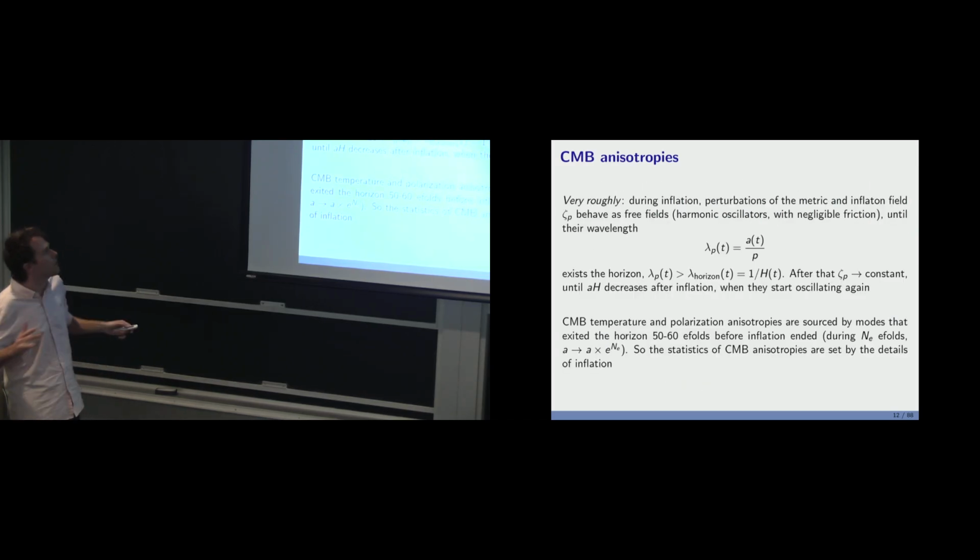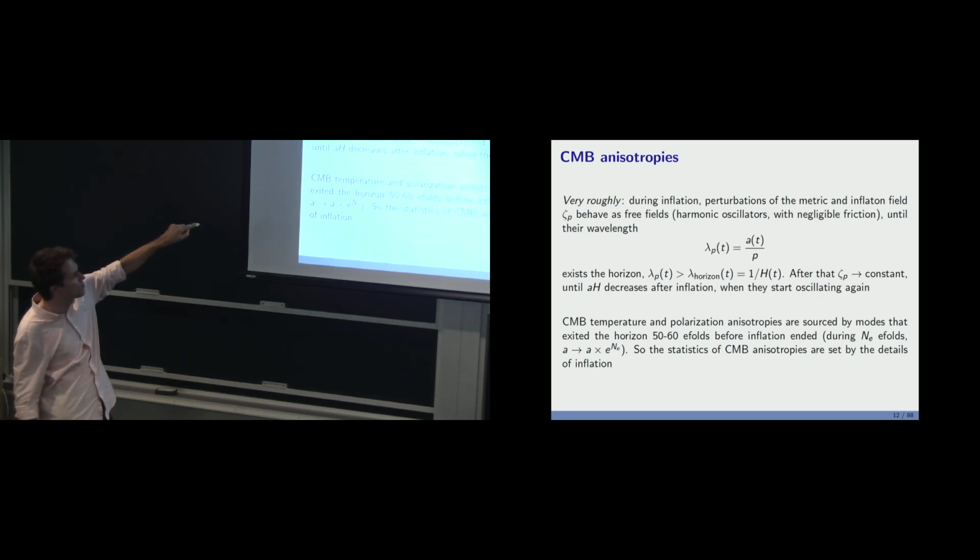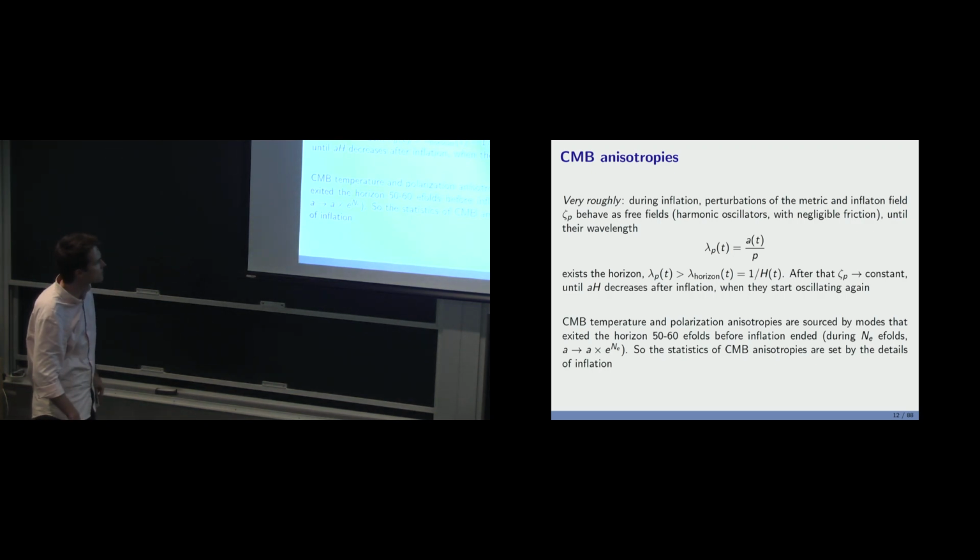Just a very rough picture. Spent one minute on that. Roughly how this happens is that during inflation, perturbations of the metric and the inflaton field behave like free fields, so they're oscillating until their physical wavelength, which grows with time because the universe is expanding, at some point exits the horizon radius. And when the wavelength becomes larger than the horizon, which is 1 over h, then the thing exponentially goes to a constant.